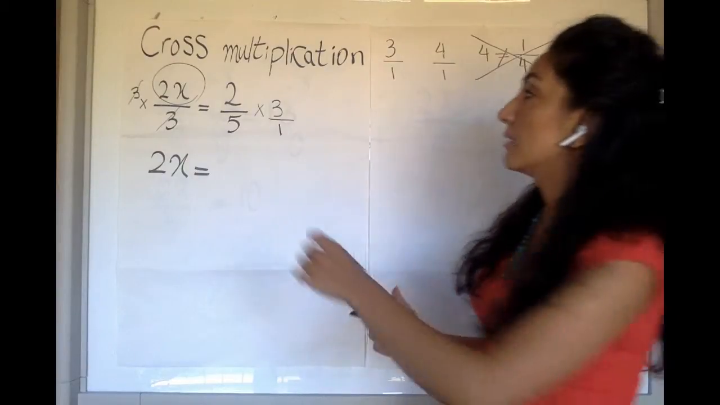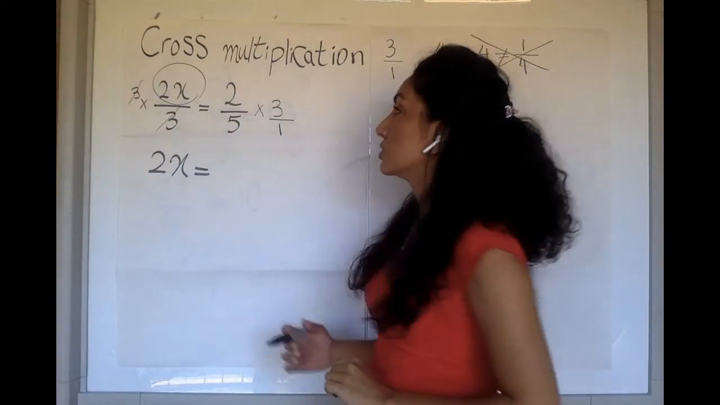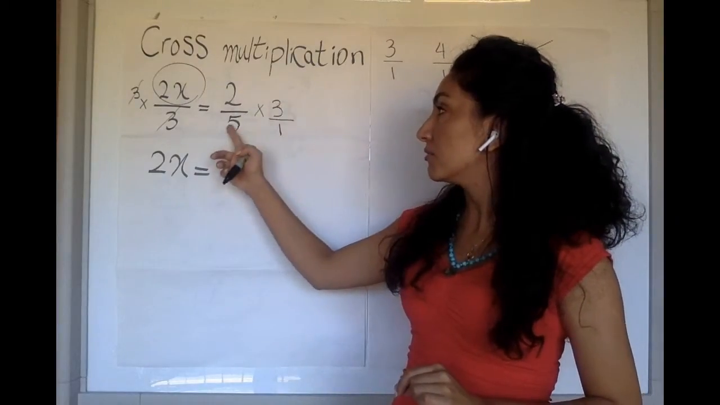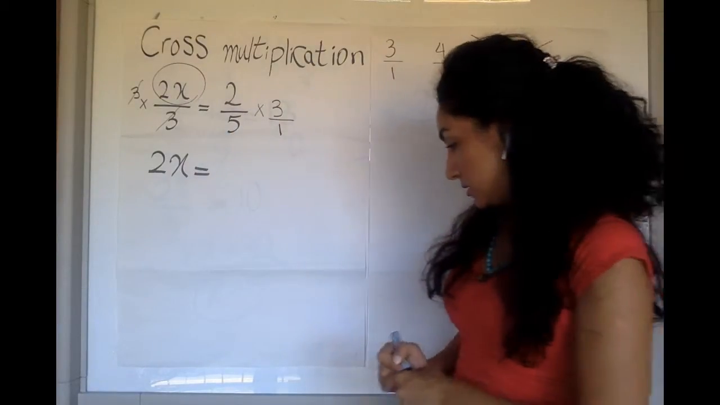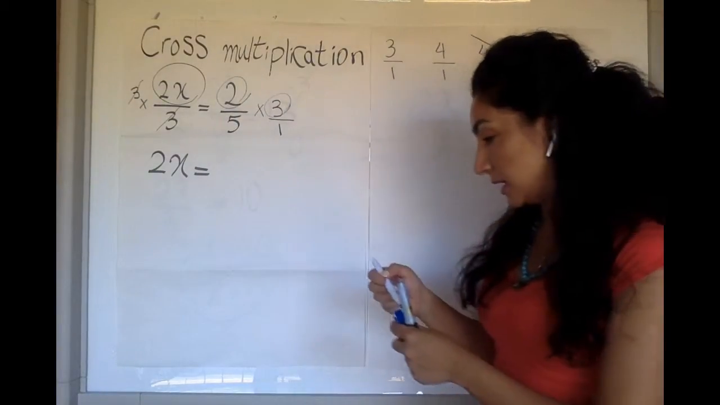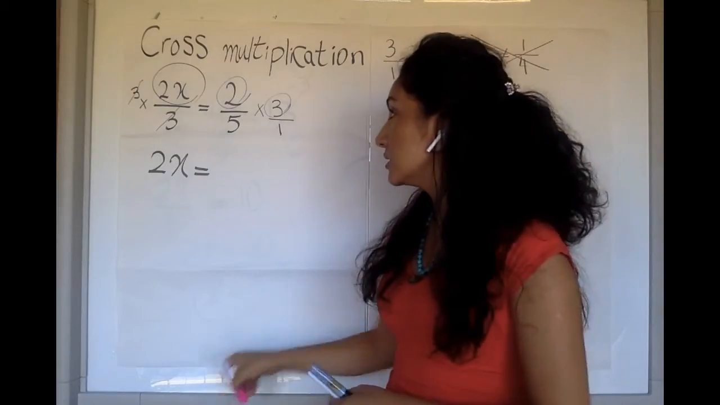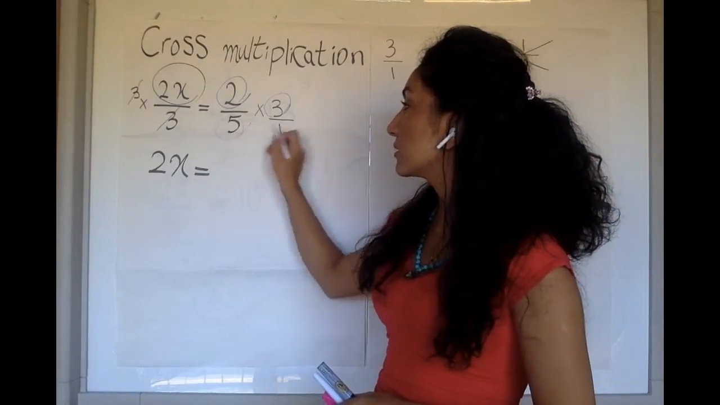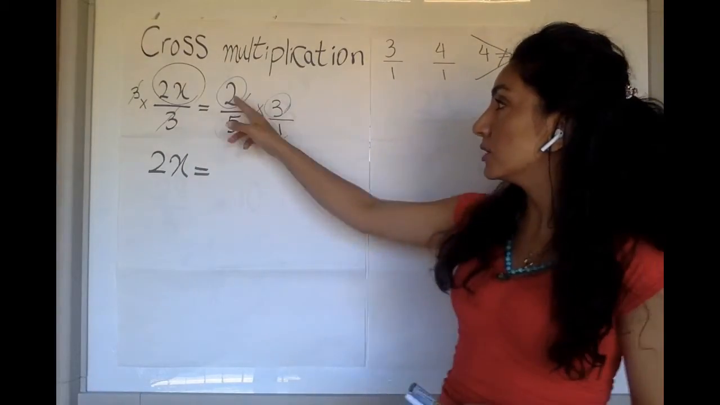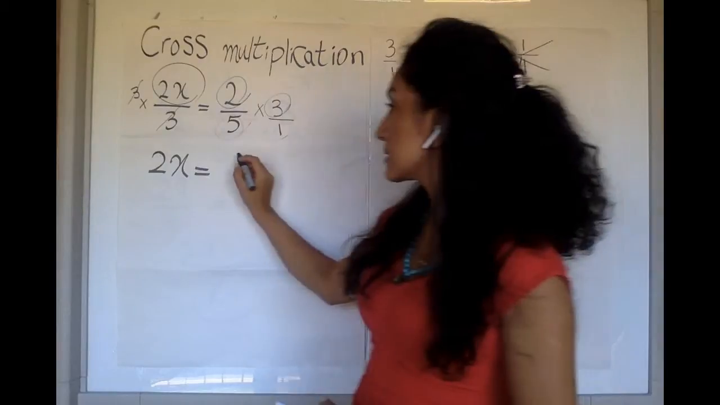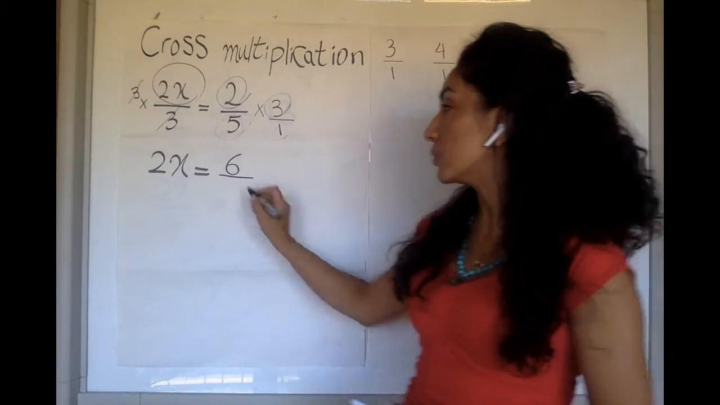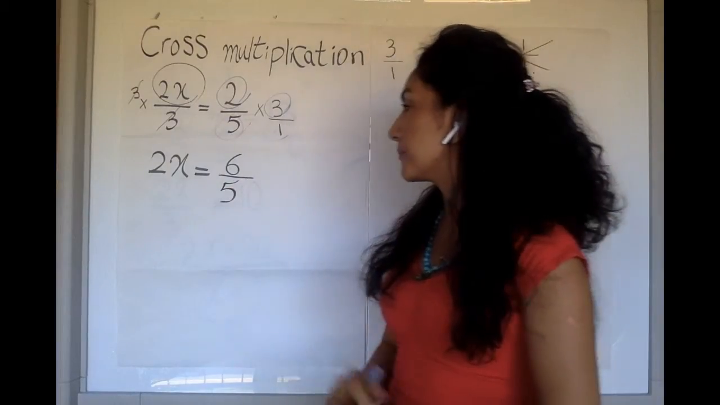Now I have two fractions multiplying each other: 2 over 5 times 3 over 1. That's 2 times 3, 5 times 1, numerator with numerator and denominator with denominator. So I have 2 times 3, which is 6, over 5 times 1, which is 5.